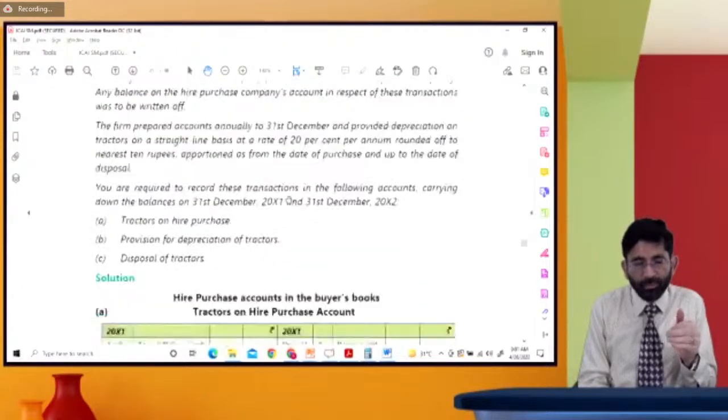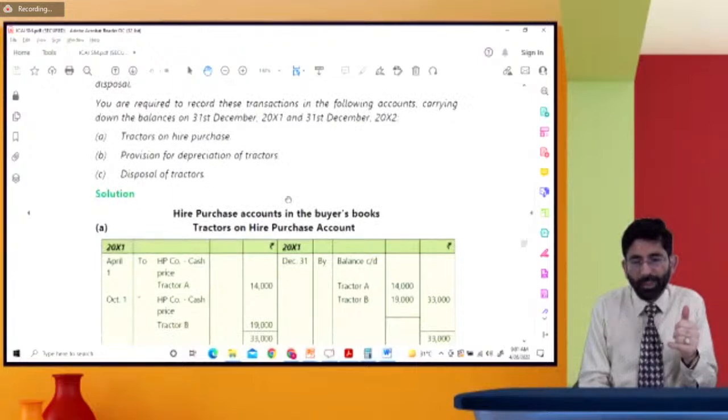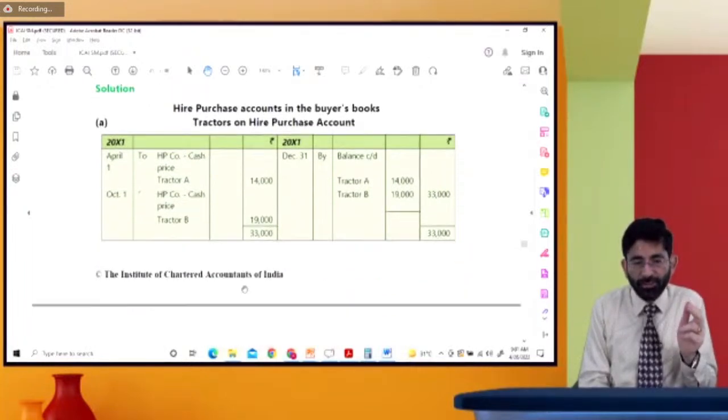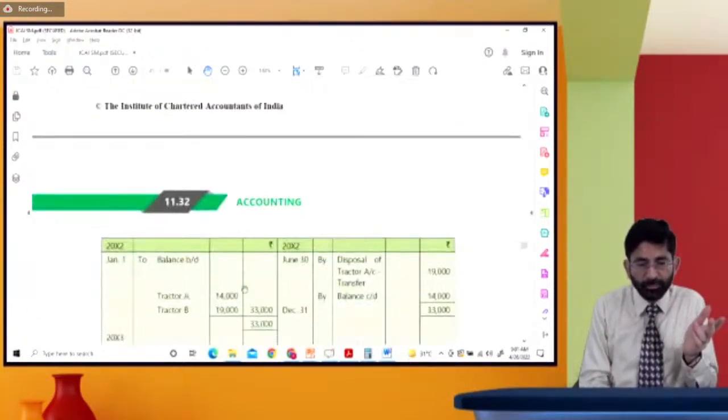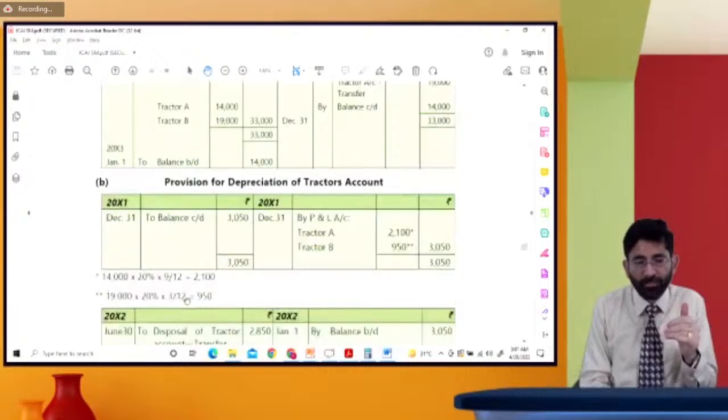So let's pass these entries. Balance carried down. First of all, we have to pass the entry for the purchase of tractors on hire purchase from the HP company, cash price 14,000 and 19,000. We have purchased these two tractors. Then this is carried on, because depreciation is not to be charged in this account, as we know. And simultaneously leave the second year, because this will be discussed later.